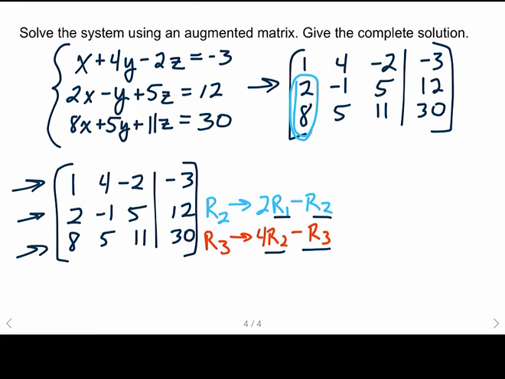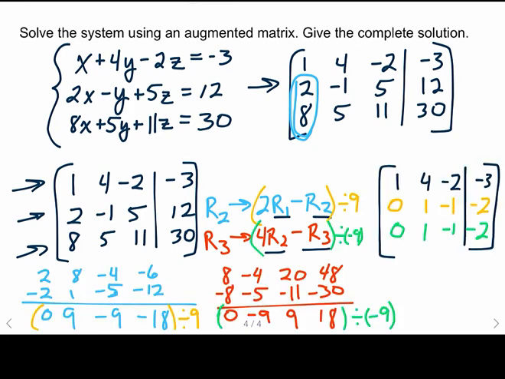Otherwise, just keep watching. And here I get 1, 4, negative 2, negative 3, 0, 1, negative 1, negative 2, and then 0, 1, negative 1, negative 2. You notice I cut everything down to size, divided the second row by 9, the third row by negative 9, because, you know, I could. I got the same row twice.